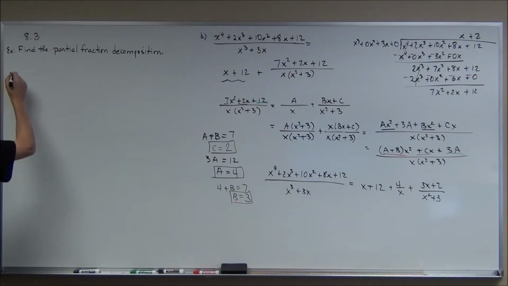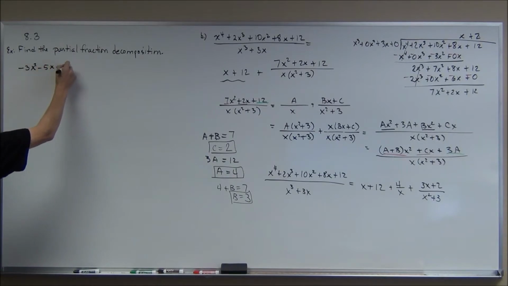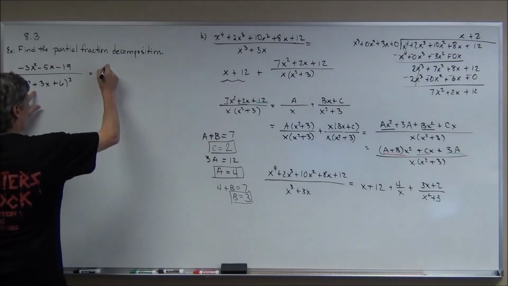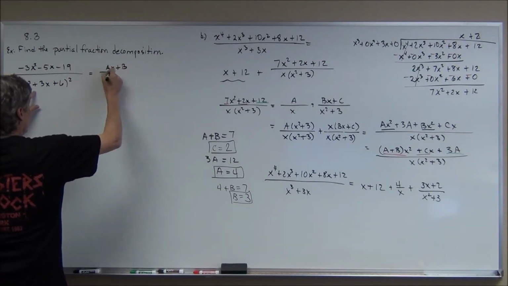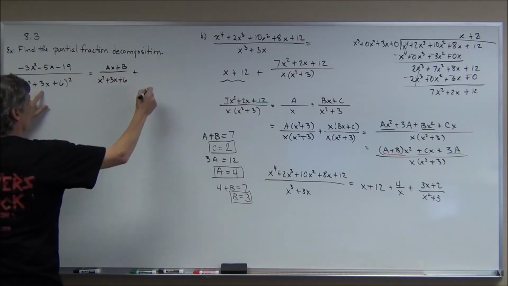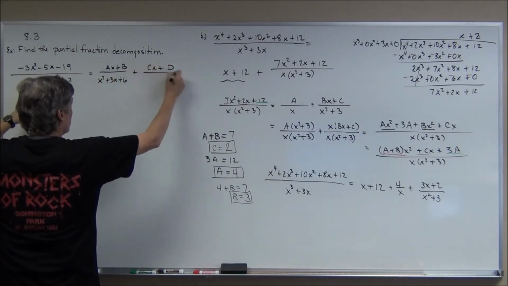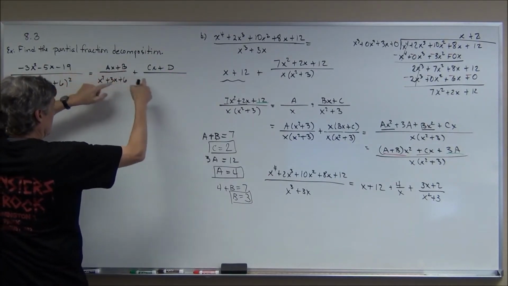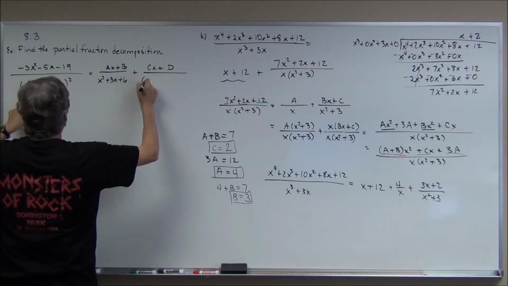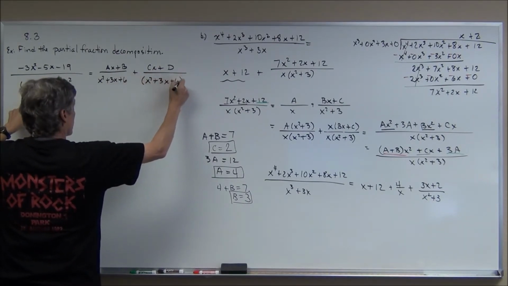So let me do one more partial fraction decomposition on negative 3x squared minus 5x minus 19 all over the denominator of x squared plus 3x plus 6 quantity squared. Again, that should look pretty familiar. We know that this is equal to ax plus b all over x squared plus 3x plus 6 plus cx plus d. Well, because it's quadratic, this has to be linear. Because this is a quadratic factor, it's just going to be squared. This has to be linear. So x squared plus 3x plus 6 quantity squared.